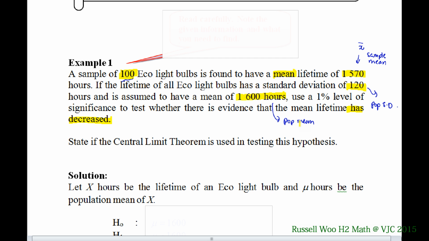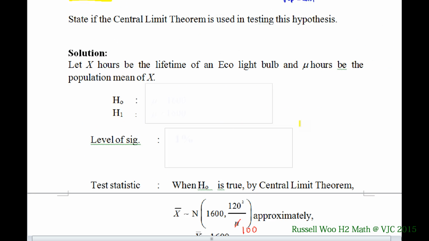Follow so far? So therein lies your problem. Somebody claimed that it is 1,006, but after investigation, you realize that it's 1570. You want to investigate whether the population mean has decreased from 1006. So we follow step by step. Step 1: define. Let x be the lifetime and mu be the population mean of x.